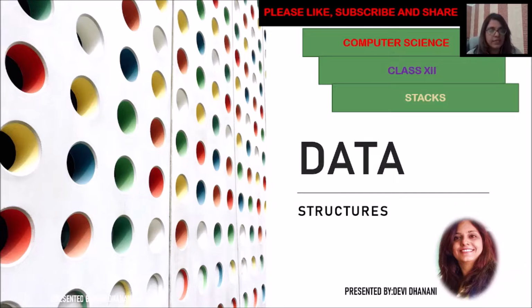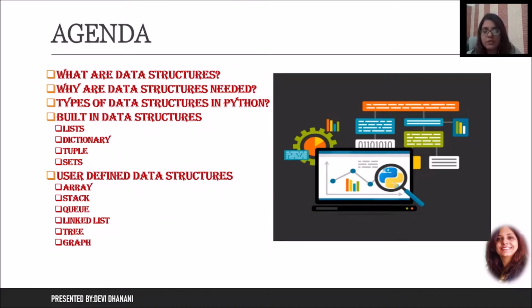And now without any delay, let's start with our topic. Before we begin to learn about the data structures, I would like to tell you what we are going to see and learn here. We're going to see what data structures are, why they are needed, and the types of data structures in Python: built-in data structures and user-defined data structures. In the built-in data structures, we have the list, dictionary, tuple, and sets. In the user-defined data structures, we have array, stack, queue, linked list, tree, and graph.